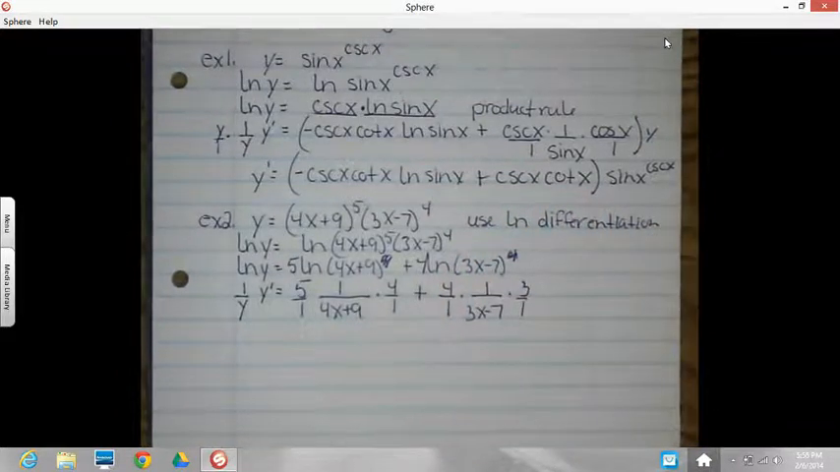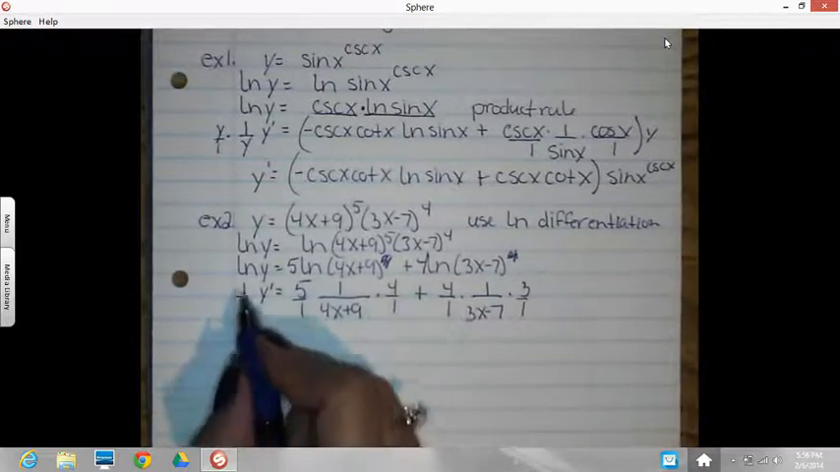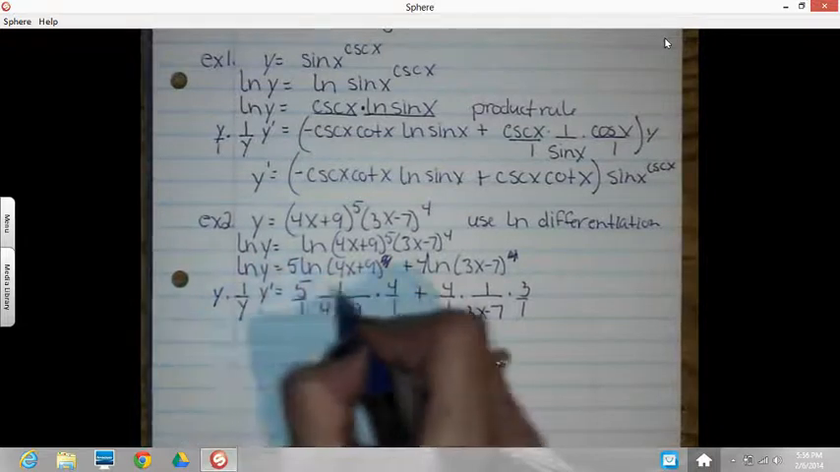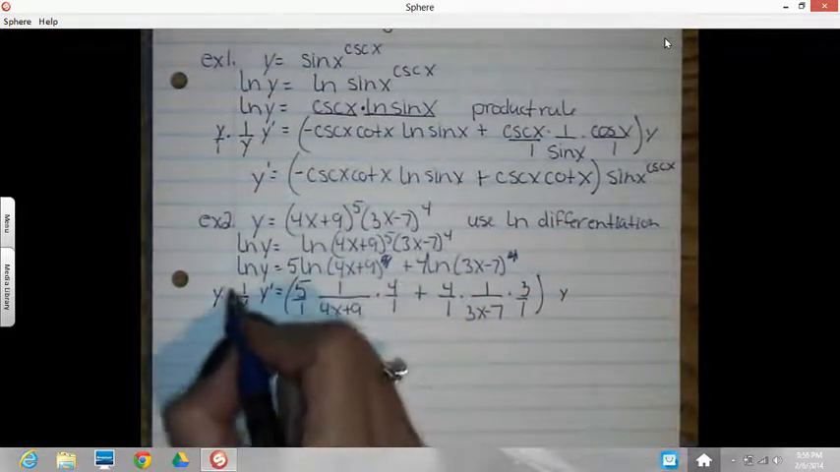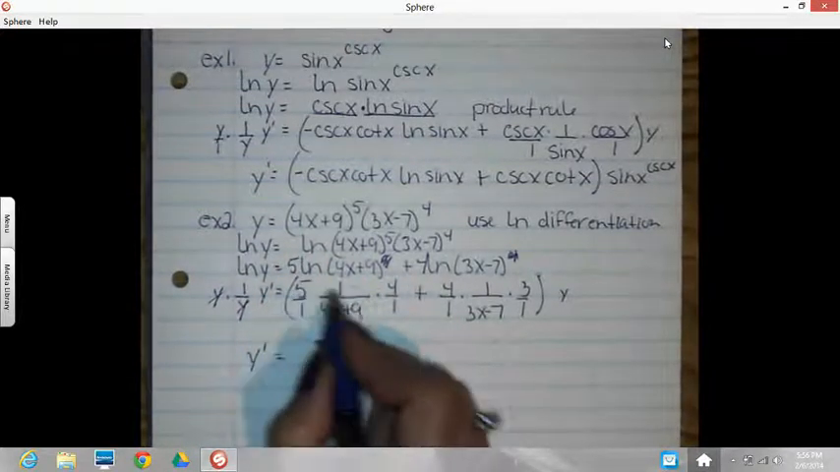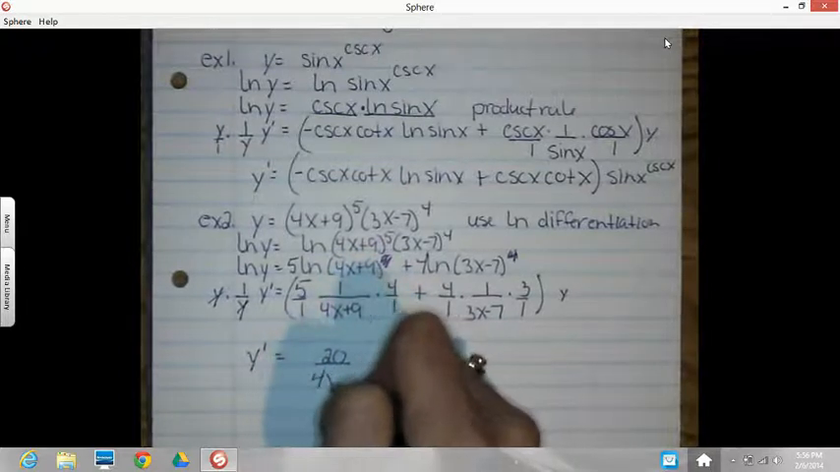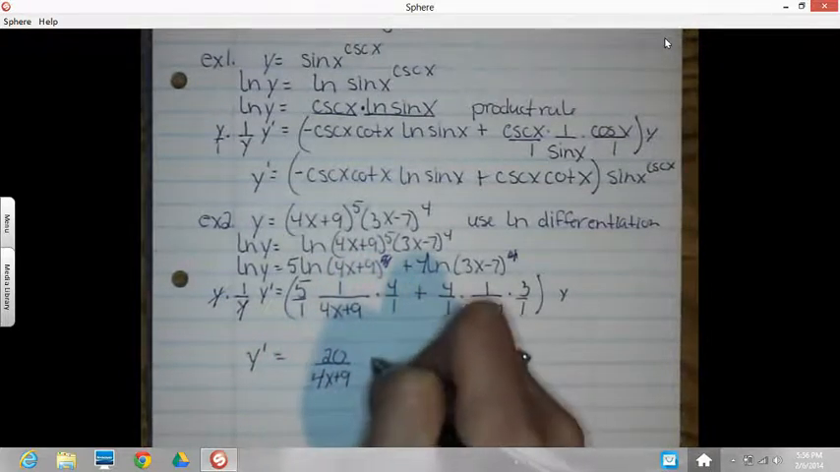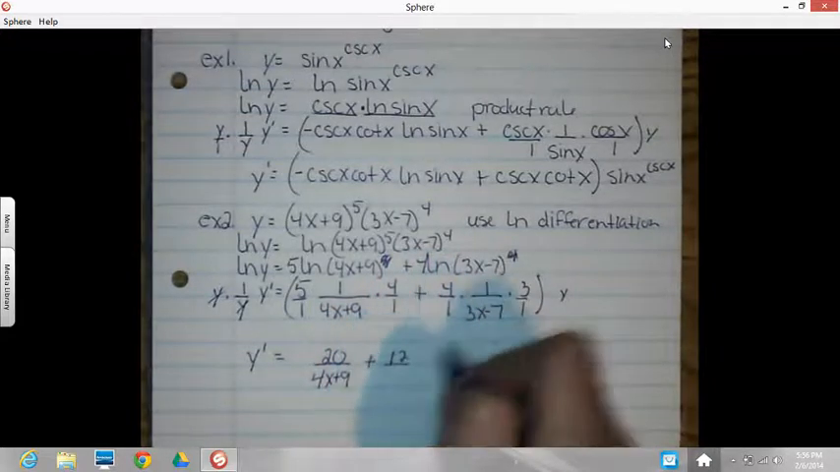And now our next line, we should be done. So we're going to multiply by y on both sides to eliminate this. That'll leave me with y prime equals, multiplying here, 20 over 4x plus 9 plus 12 over 3x minus 7.